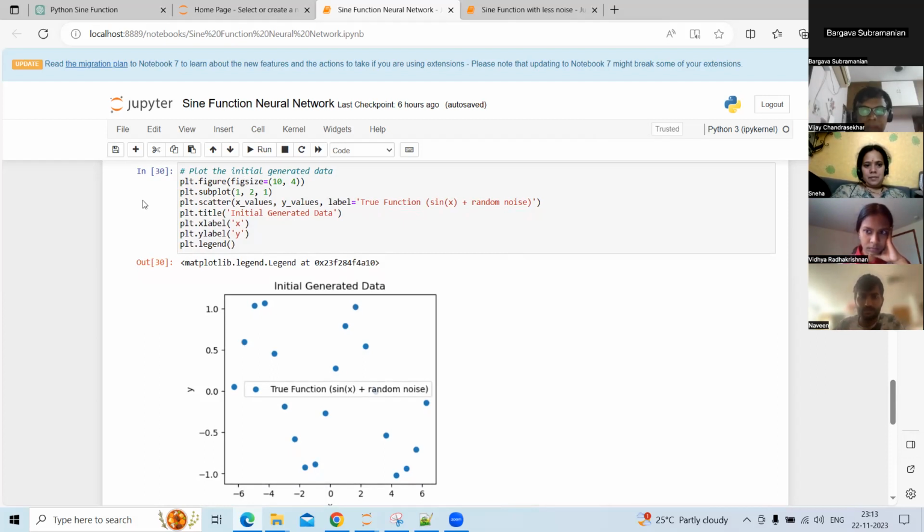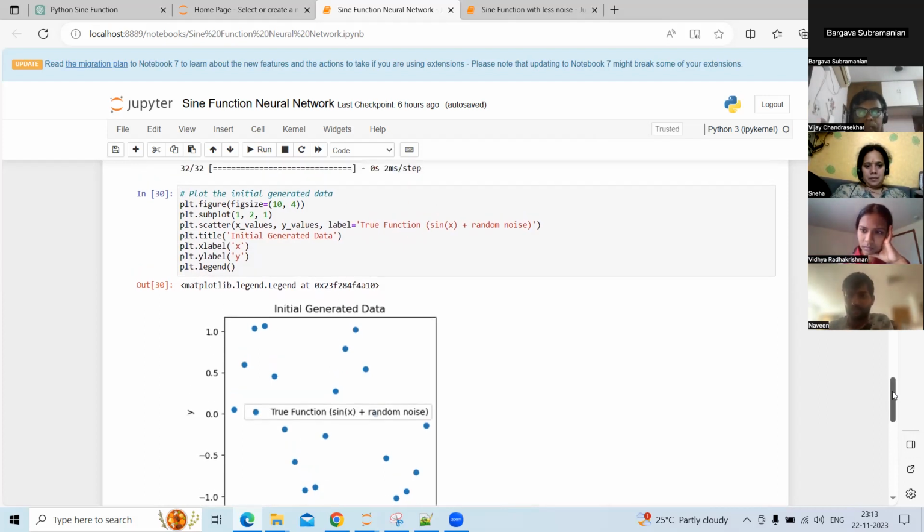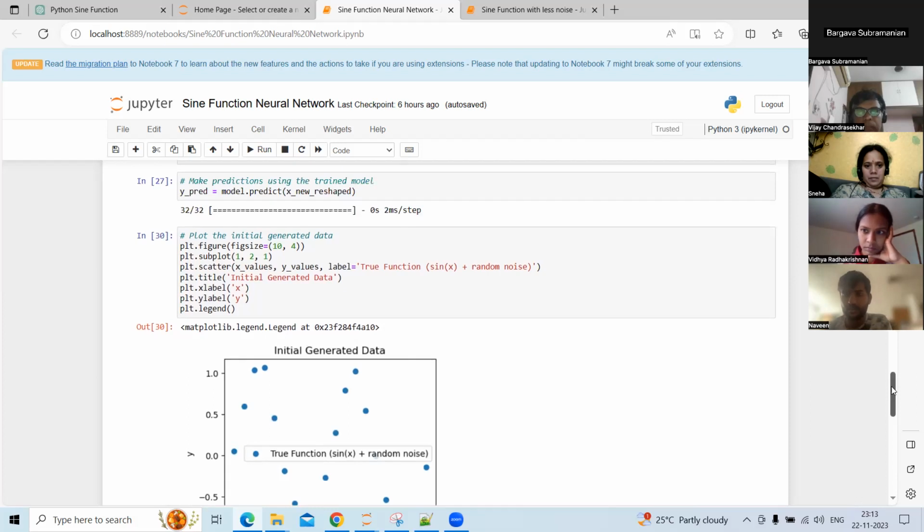Now do the same thing with the scatter plot. In between, you'll get the red line, which is the actual value, so you know what your error is and so on. Okay. All right.